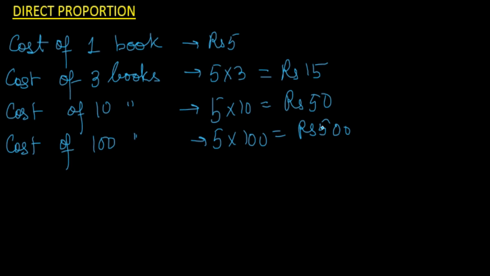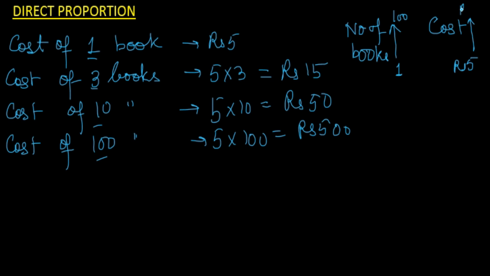What do we see here? That the two quantities are the number of books and the cost of those many books. And what do we see? When the number of books is increasing from 1 to 3 to 10 to 100, the cost is also going up from 5 to 500. Both the quantities, one is increasing, the other is also increasing, and such proportion is called a direct proportion.